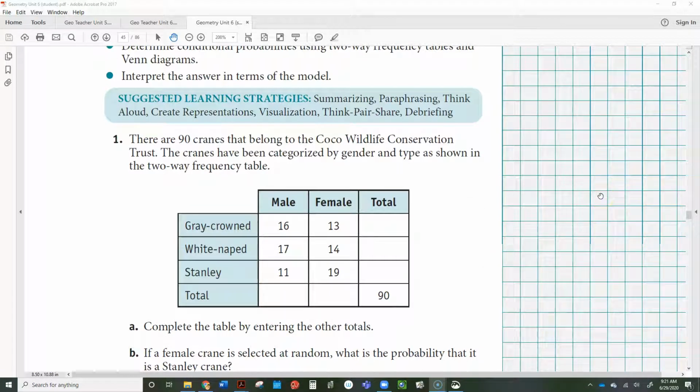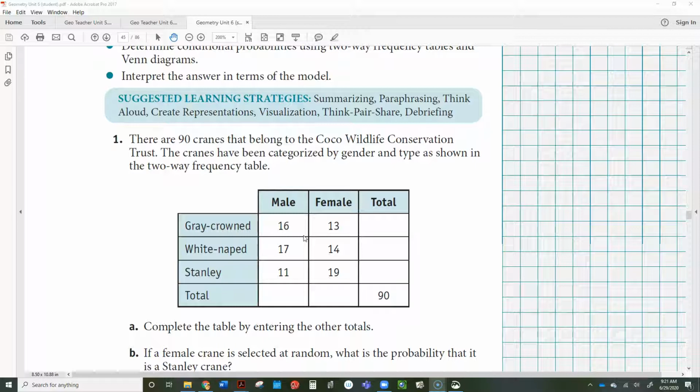So they tell us that there are a total of 90 cranes, and then those 90 cranes are divided up into gray-crowned, white-naped, and Stanley. These are the three different types of cranes that there are at this conservation. So, of course, there are two different genders. There is male and female, and this is how many we have of each type. So they've kept very good records.